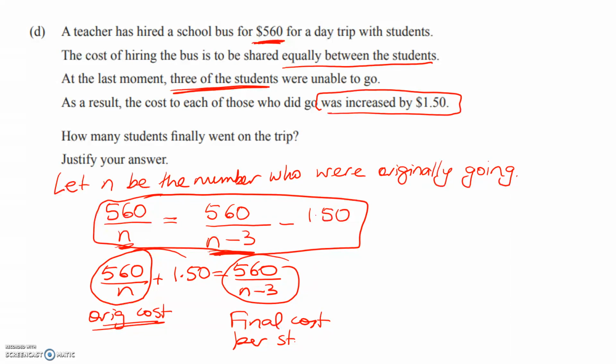If you've done this on your own and you've done it the other way around, and n is the number who end up going, this bit will have an n plus 3. Okay, I hope that's clear as mud. What I'm going to do now is I'm going to go on and I'm going to solve that equation, solve it for n.